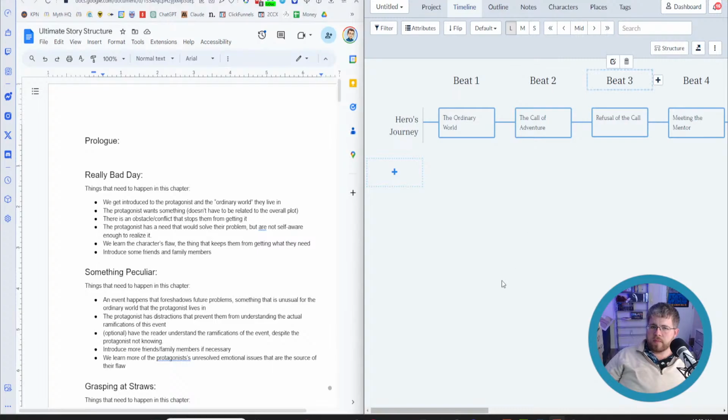The 12-step hero's journey was created by Christopher Vogler, and it's based on the works of Joseph Campbell. You've probably heard of Joseph Campbell as the guy who created the hero's journey. He actually had 17 steps, but Christopher Vogler, who was a screenwriter, took it and simplified it into 12 steps.